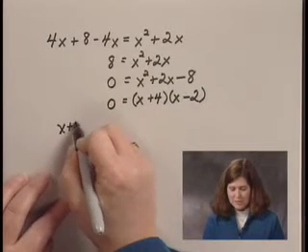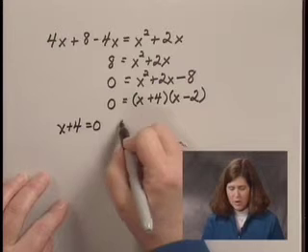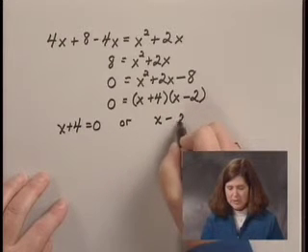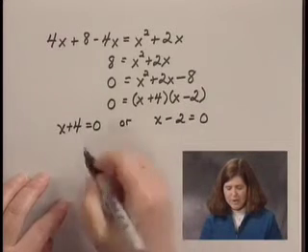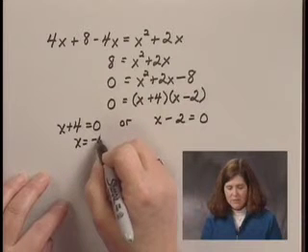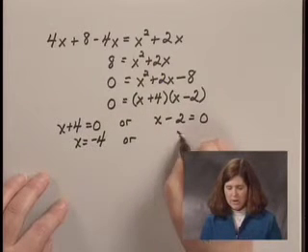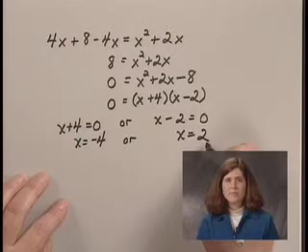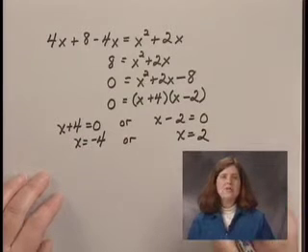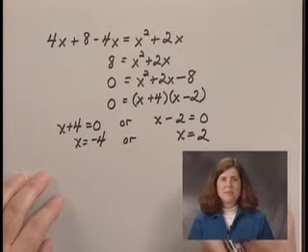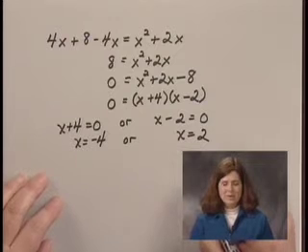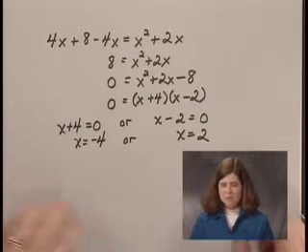I have x plus 4 equals 0, or x minus 2 equals 0. Solving, I get x equals negative 4, or x equals 2. Now, when I do clear fractions by multiplying by the least common multiple of the denominators, I do have to check my answers in the original equation.